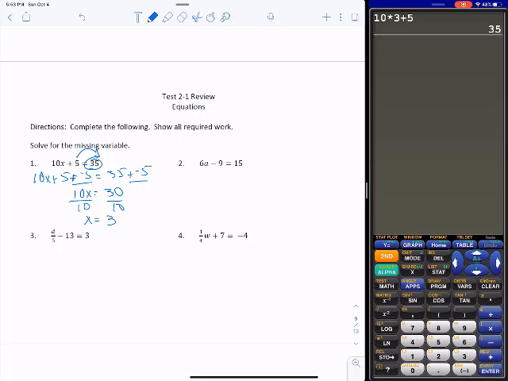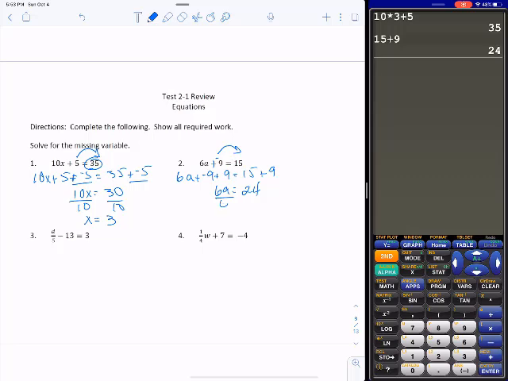Okay, now number 2, what I would do in this one is change subtraction to addition first next to its opposite, and then move the negative 9 over to be with the 15. So 6a plus negative 9 plus 9 equals 15 plus 9. So 6a equals, and if you need to, you type in 15 plus 9 equals. Don't be afraid to do that. And you get 24. And now I need to divide both sides by 6, and a is equal to 24 divided by 6, which is 4.